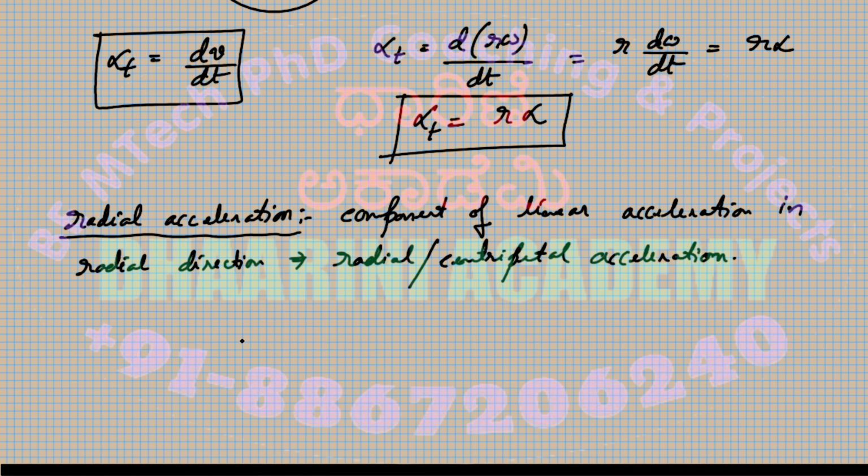This is alpha r, alpha radial. This is equal to v square, linear velocity square, divided by r. But v is nothing but r omega. So r omega whole square by r. One of the r will cancel. So this is r omega square.